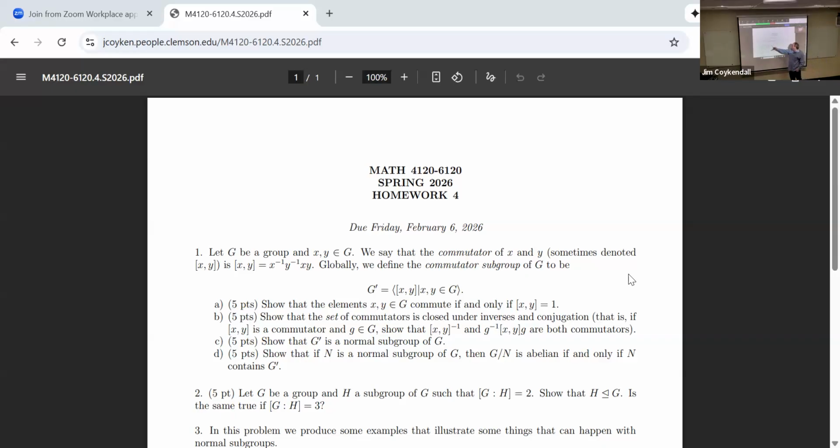Number A, show that two elements X and Y commute, so XY equals YX, if and only if the commutator is one. So the commutator is sort of a measure of whether or not these two things commute. Number B, show that the set of all commutators is closed under inverses and conjugation. What do I mean by that? I mean, show that if XY is a commutator and G is an element of G, show that the inverse of the commutator XY is still a commutator, and show that this conjugate, G inverse XYG, is still a commutator.